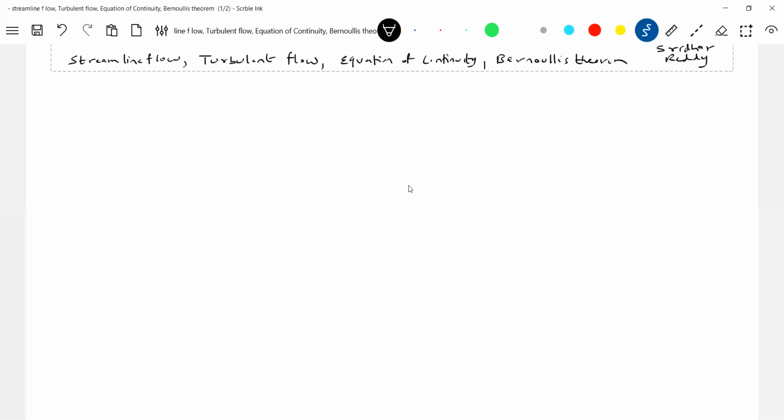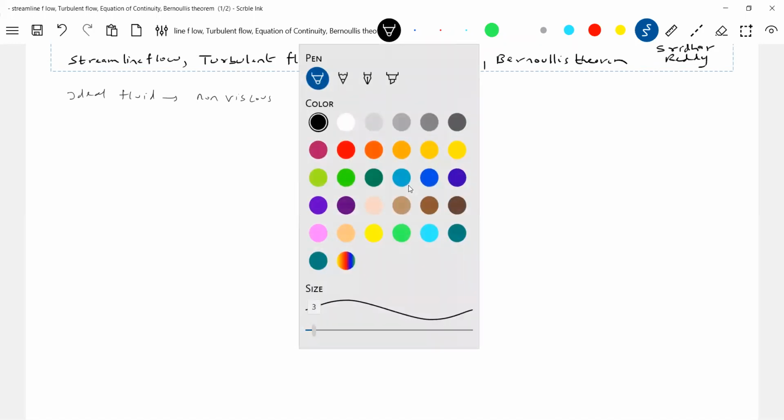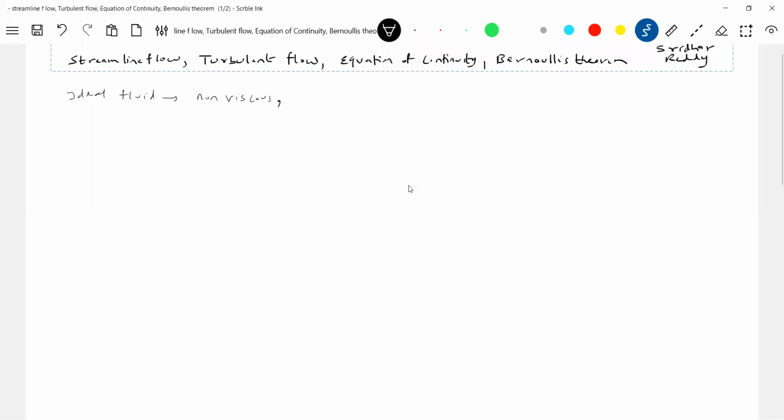So we'll say fluid. So when we say ideal fluid, we'll say an ideal fluid. So what do you mean by ideal fluid? First of all, it should be non-viscous. Okay, fine. It should be non-viscous.